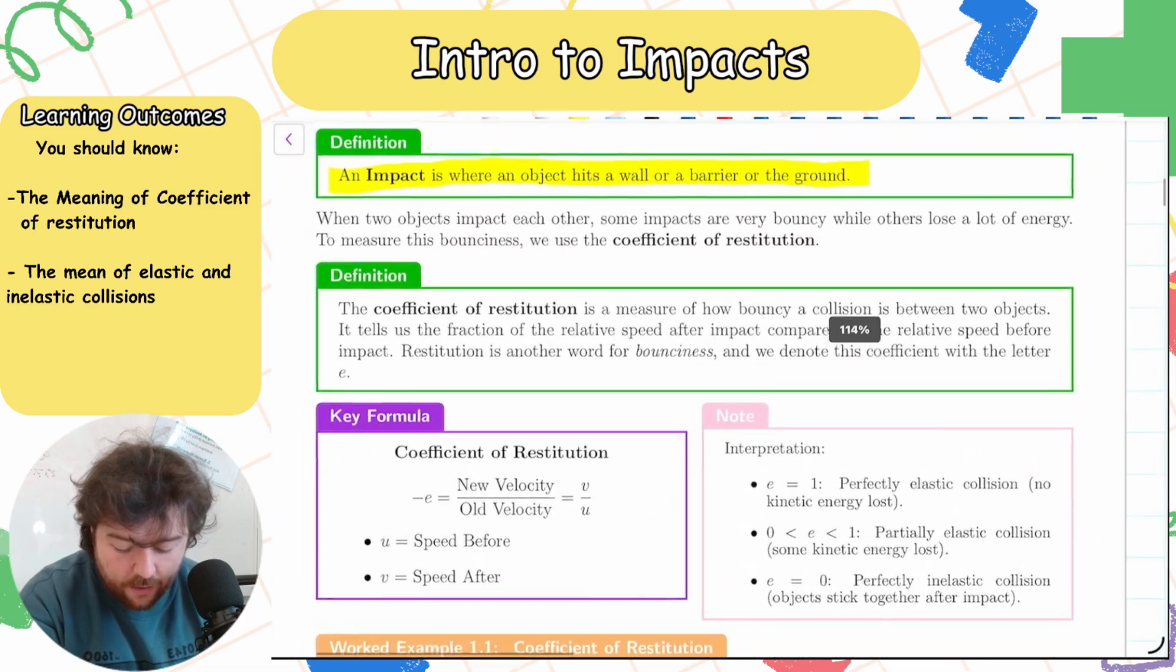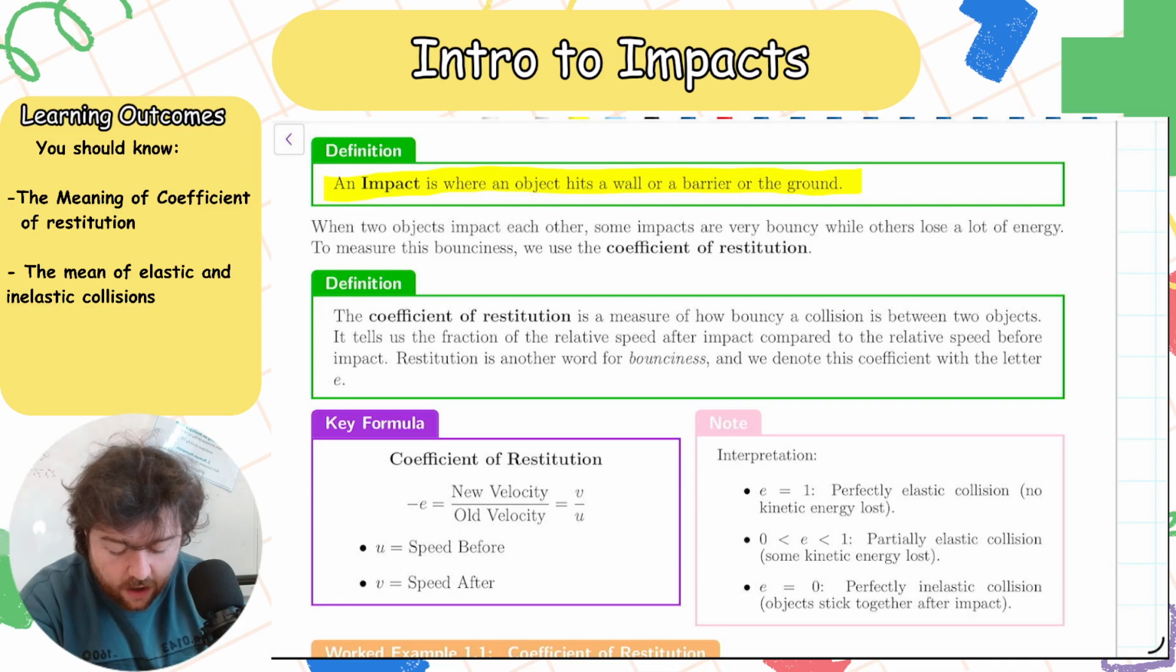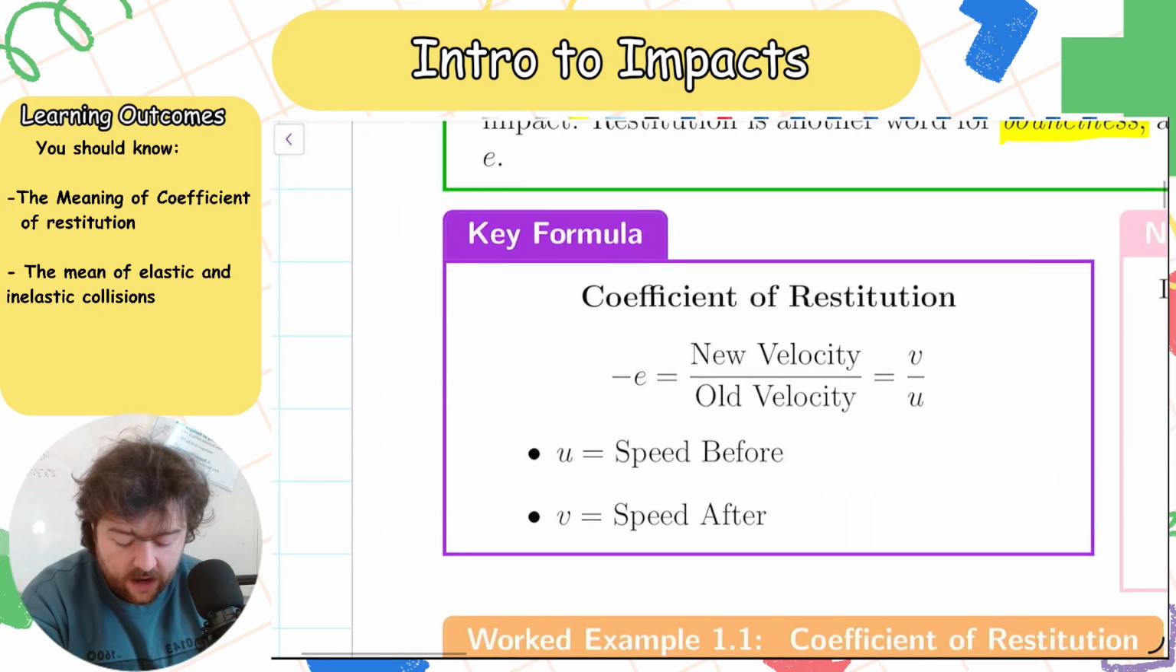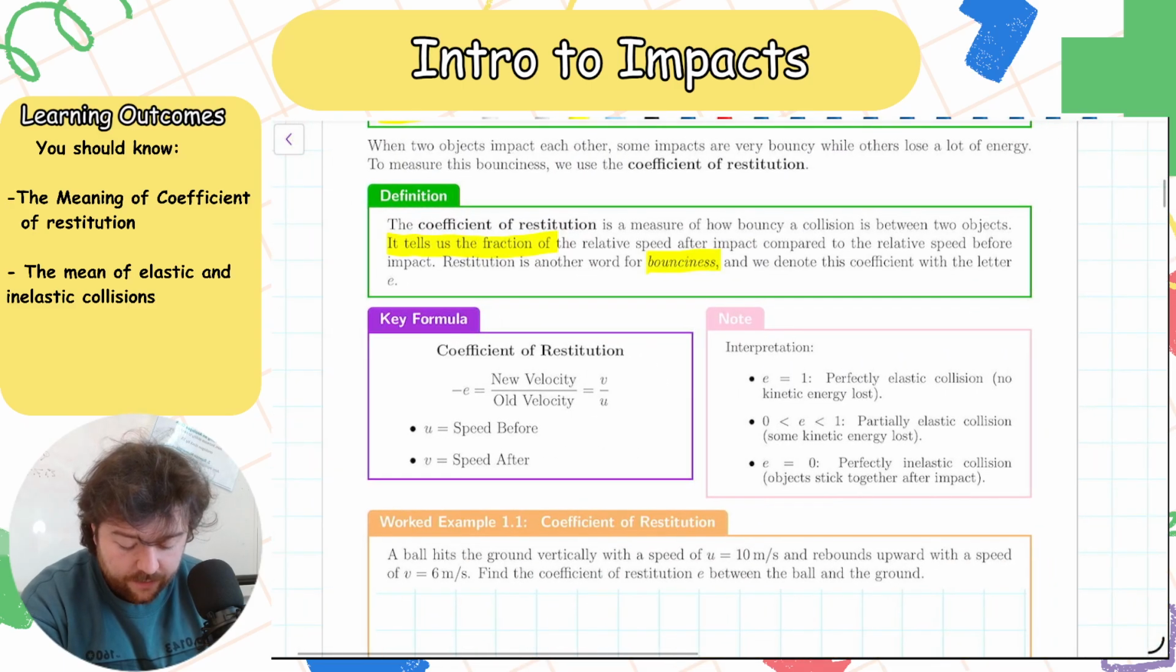So the coefficient of restitution is a measure of how bouncy a collision is between two objects. It tells us the fraction of the relative speed after impact compared to the relative speed before impact. Restitution is another word for bounciness, right? And we denote this coefficient with the letter E. So an important formula here is the coefficient of restitution formula. It's minus E equals new velocity over old velocity, which equals V over U.